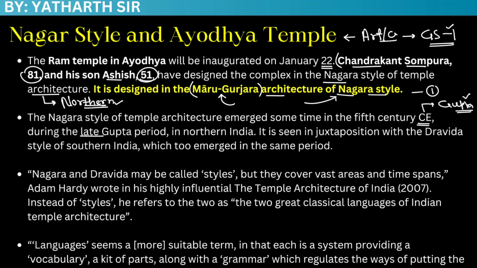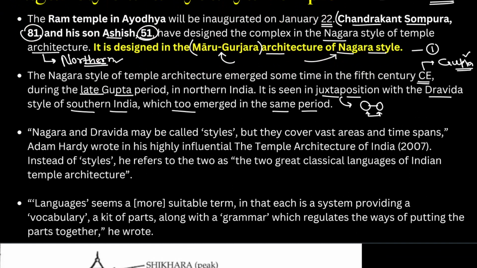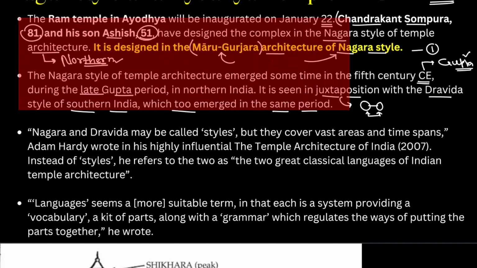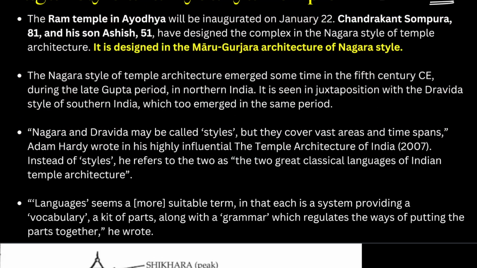So during this late Gupta period, in northern India, it is seen in juxtaposition. So what is the meaning of juxtaposition? When two objects are placed right next to each other and, let's say, compared with the Dravid style of southern India, which also emerged in the same period. All right. So the next thing is that Nagar and Dravid may be called styles, but they cover vast areas in time spans.